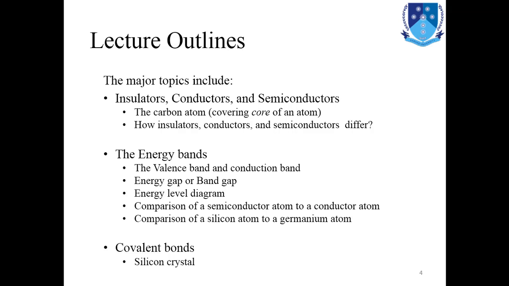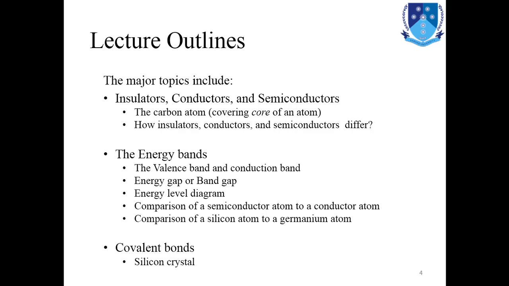In the second part of today's lecture, we will learn the energy bands. What is meant by valence band and conduction band, and what is the basic difference between VB and CB, meaning valence band and conduction band. We will also learn the energy gap or band gap. We will discuss the energy level diagrams for all three types of matter, that is insulators, conductors, and semiconductors.